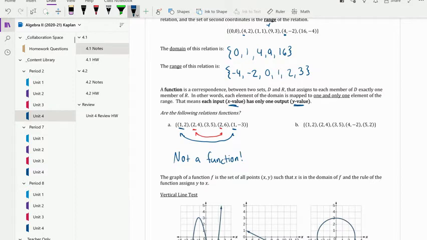Now, on the other side of things, if you look through your inputs on B, you've got 1, 2, 3, 4, 5. Nothing's repeated. So there's no opportunity to have an input that goes to an alternative output because each one only has one option. So this is indeed a function. So that's how you can tell if something's a function based on a list of ordered pairs. You just look to see if you have more than one output for any given input.